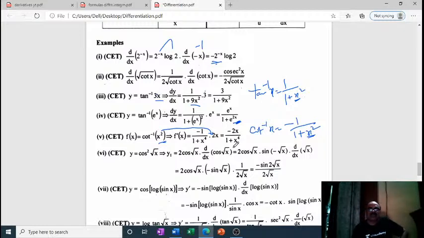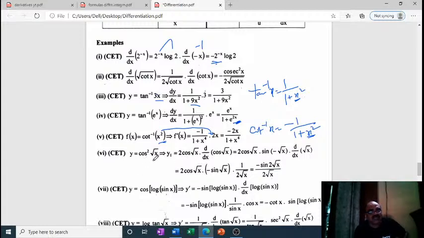Hope the concepts are clear to you. So I am proceeding further. Y is equal to cos square root x. First, friends, this looks like x square. So x square differentiation is 2x. So it is 2 cos root x is the first answer.